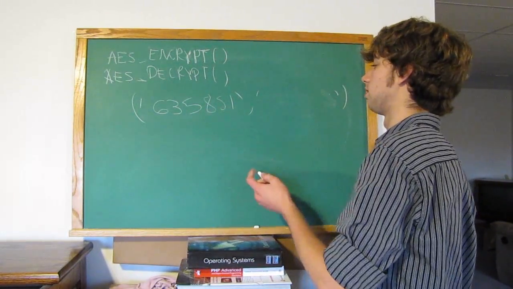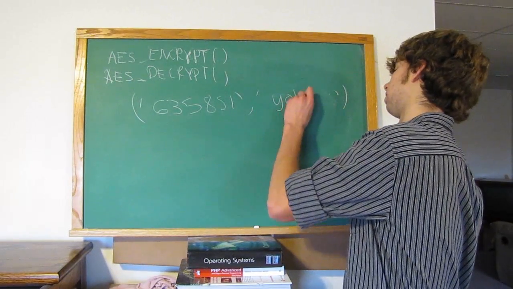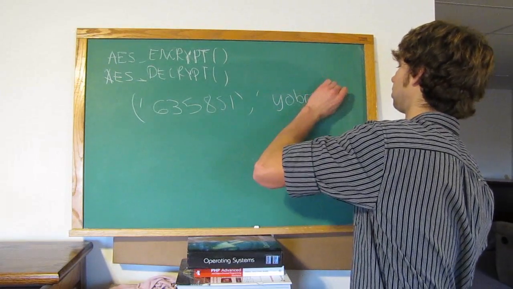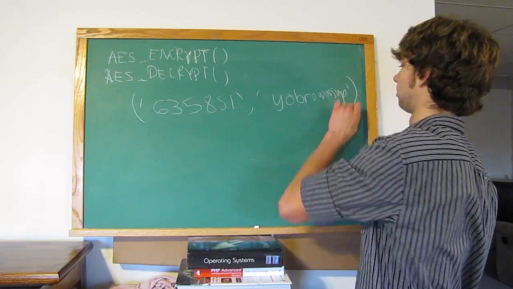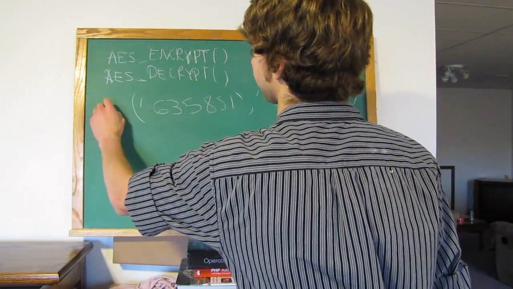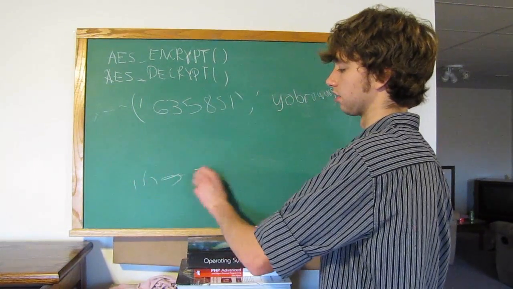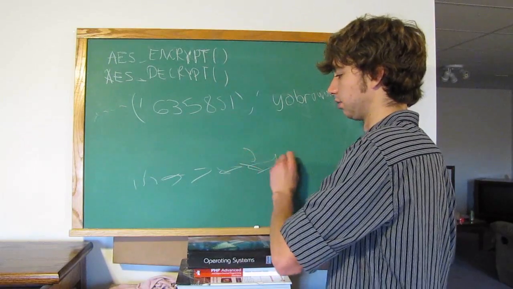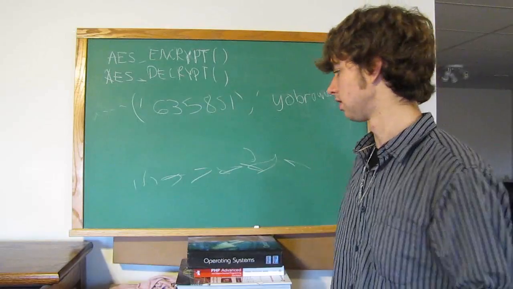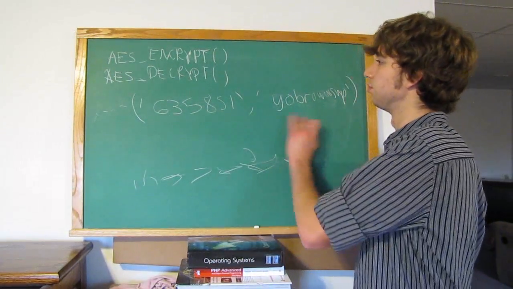The encryption salt is going to be, yo bro, what's up? So now when I use AES Encrypt, it's going to give me this bunch of random characters that look like a foreign language, right? And you're not going to know what it is. So somebody who's trying to crack it, it's going to be a lot more difficult because they don't know the salt.